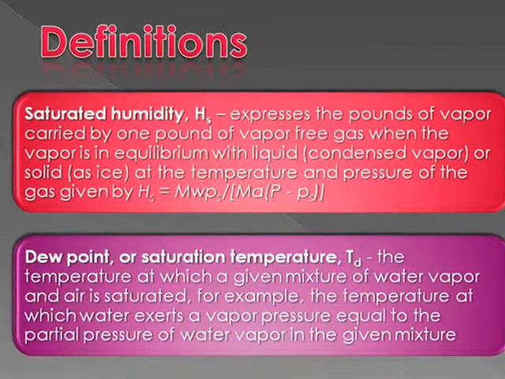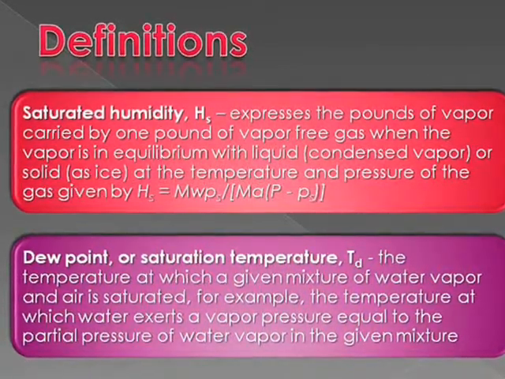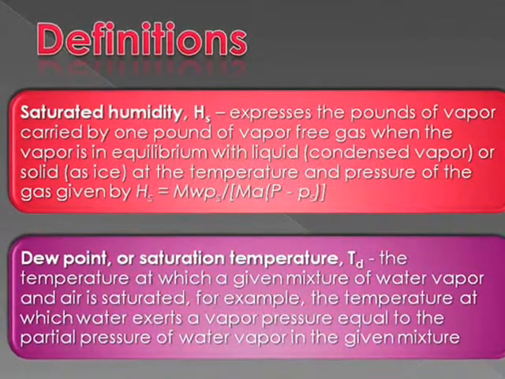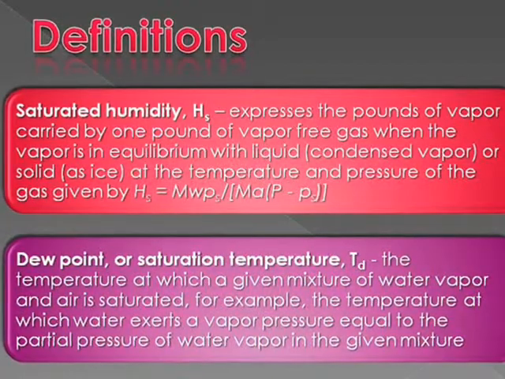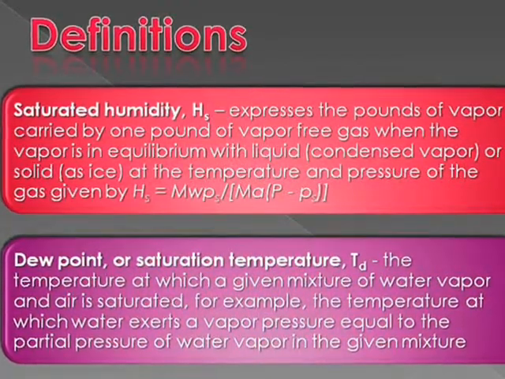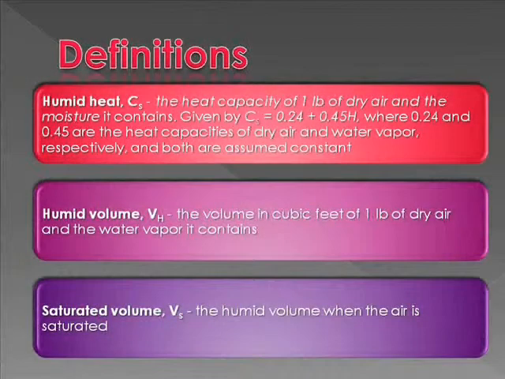Dew point or saturation temperature, TD. The temperature at which a given mixture of water vapor and air is saturated. For example, the temperature at which water exerts a vapor pressure equal to the partial pressure of water vapor in the given mixture. Humid heat or CS. The heat capacity of 1 pound of dry air and the moisture it contains. This is given by C sub S equals 0.24 plus 0.45 H, where 0.24 and 0.45 are the heat capacities of dry air and water vapor respectively, and both are assumed to be constant.